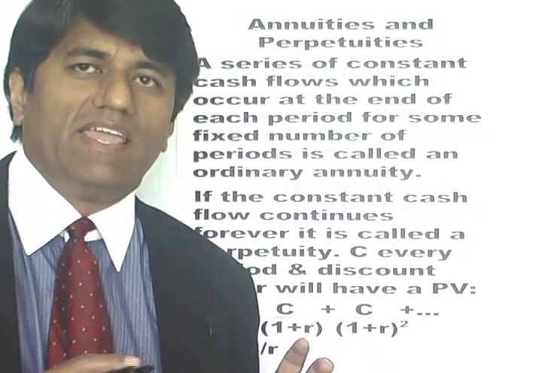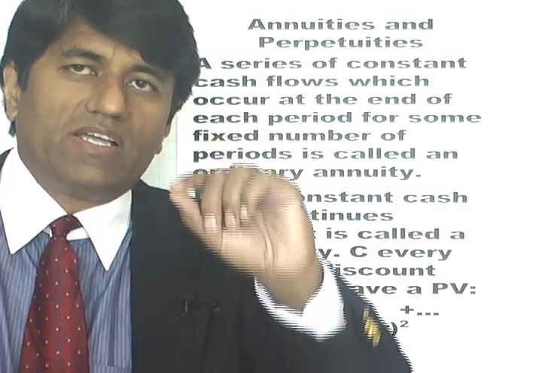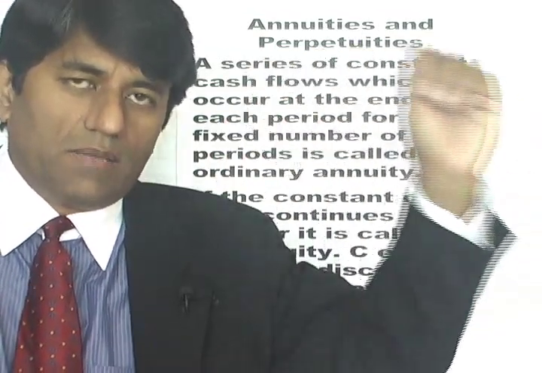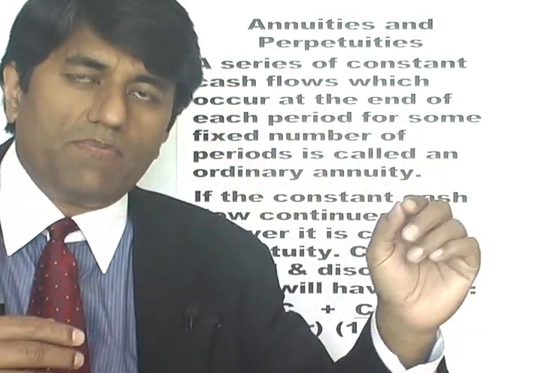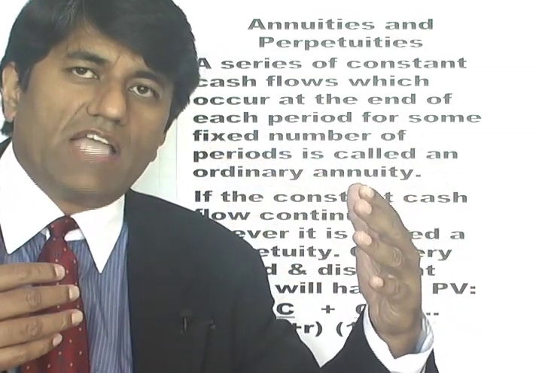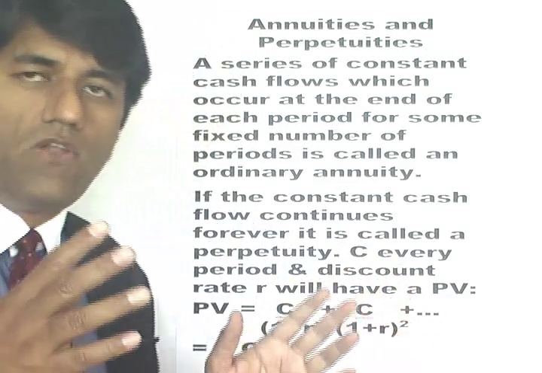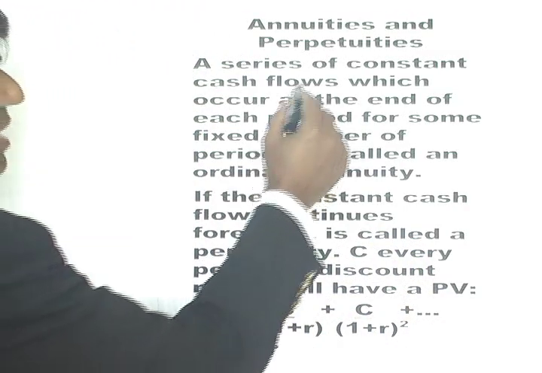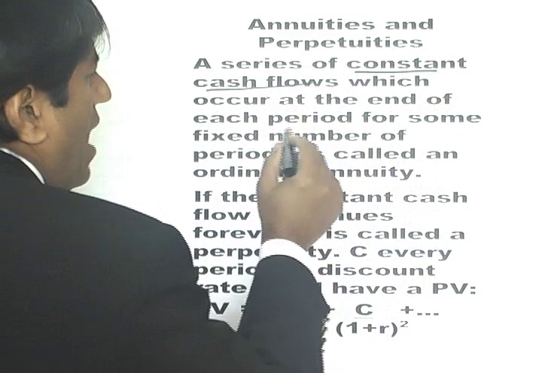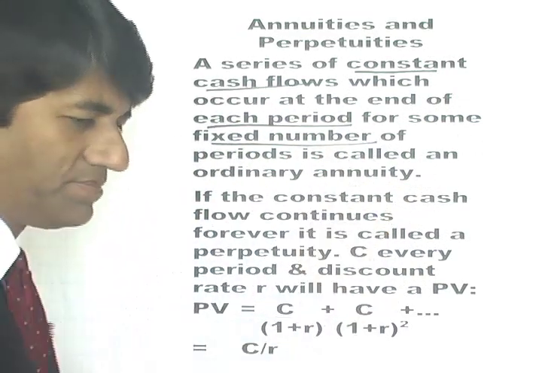Now that we have learned how to find the present value of a particular cash flow which occurs at a point in the future, what we are now going to do is look at not cash which occurs at one point in the future, but a series of cash flows. And one very interesting series of cash flows is called an annuity, which is a constant cash flow at the end of every period for a fixed number of periods.